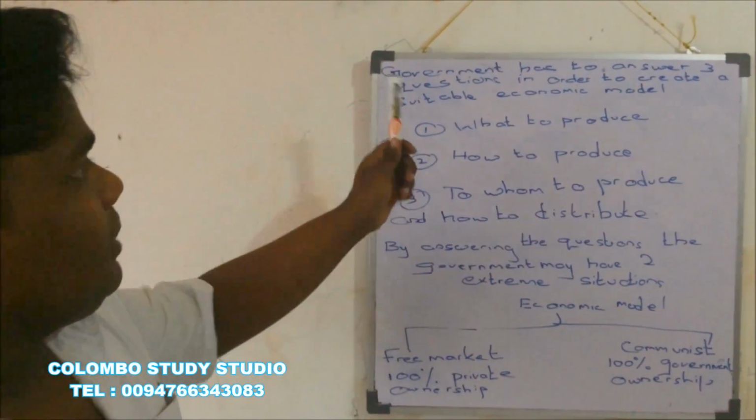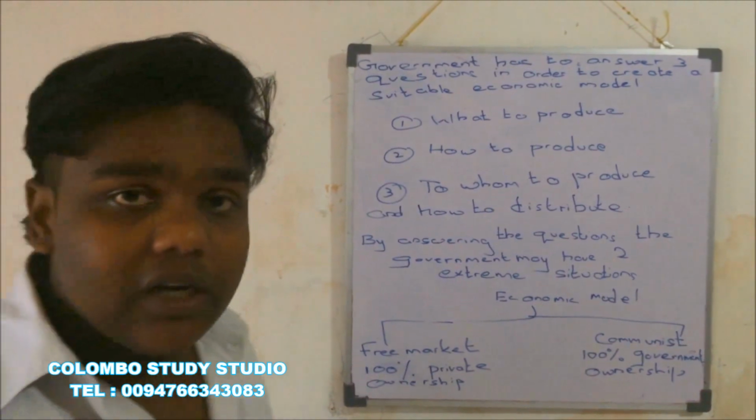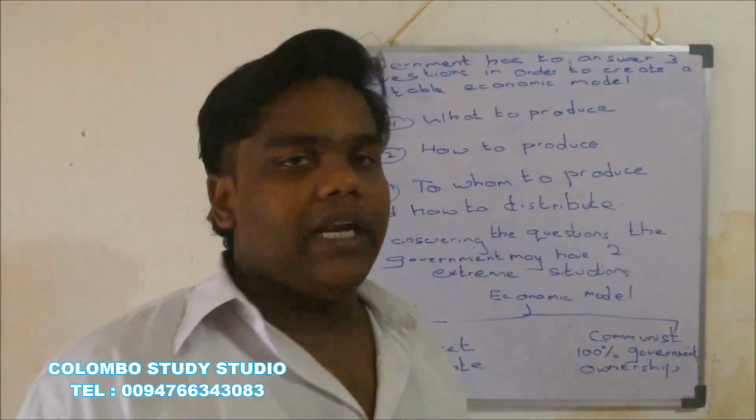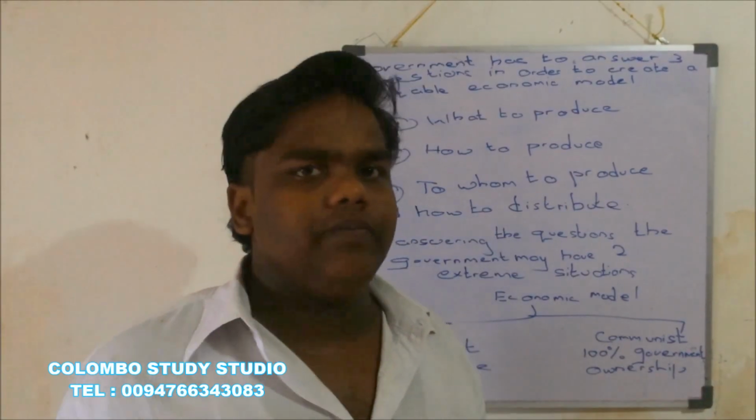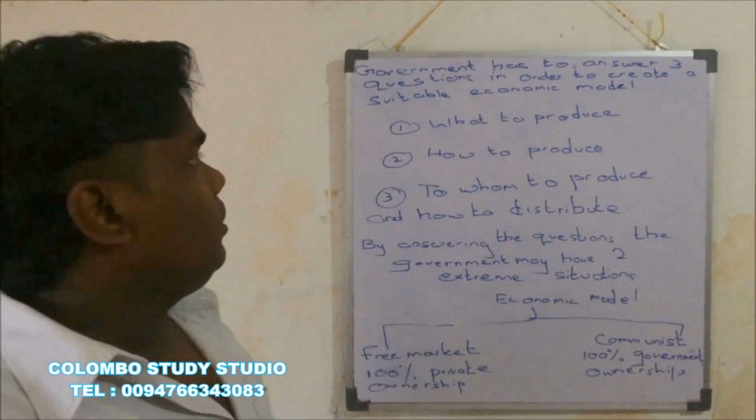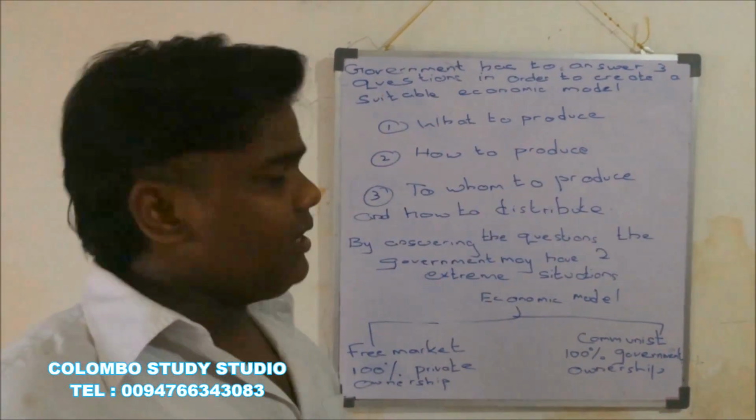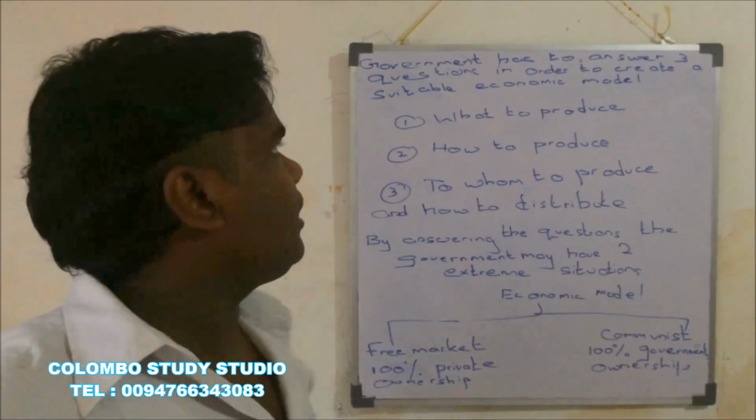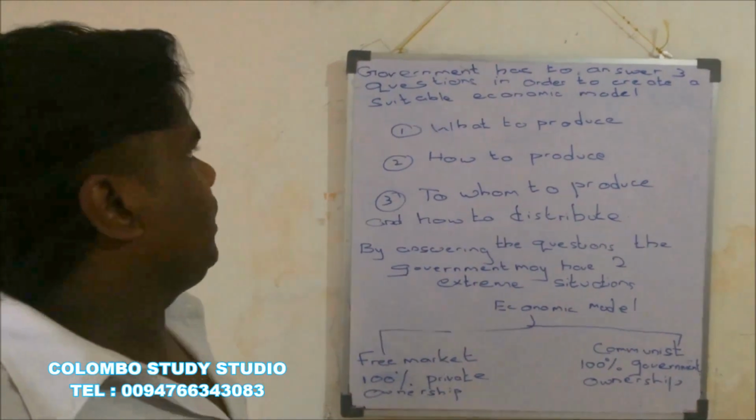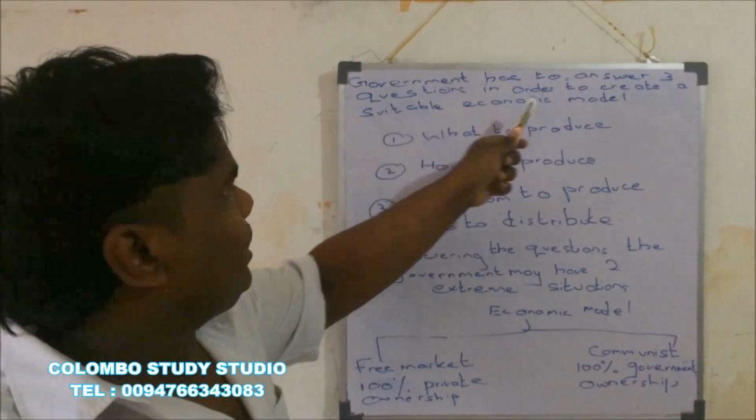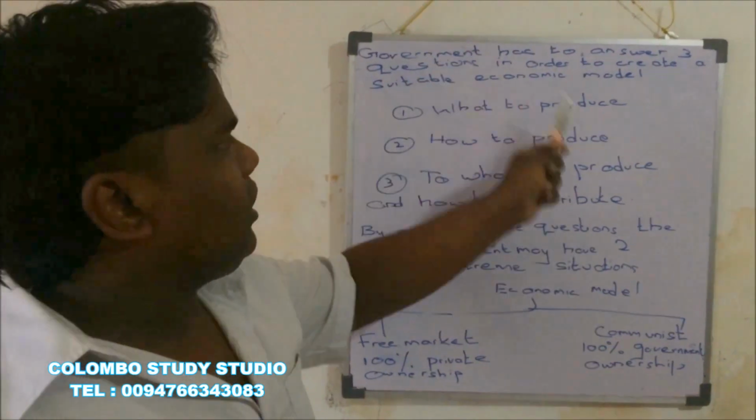So, government's responsibility is what? To create a suitable economic model to manage the basic economic problem. So, how does the government create it? In order to create it, the government has to answer 3 questions. So, here I have written, the government has to answer 3 questions in order to create a suitable economic model.